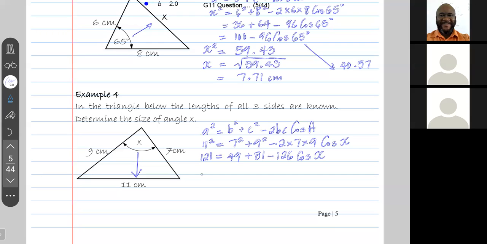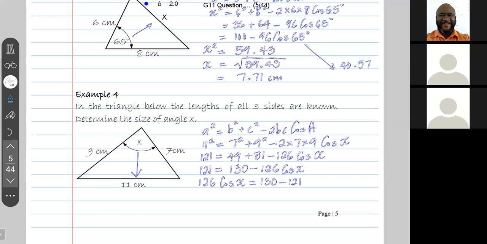Now, all right, so let's just go down piece by piece, bit by bit. So this is 49 plus 81. This is 130 minus 126 cosine x. Next, I'm going to carry the 126 cosine x to the left to make it positive. 126 cosine x is equal to 130 minus 121.